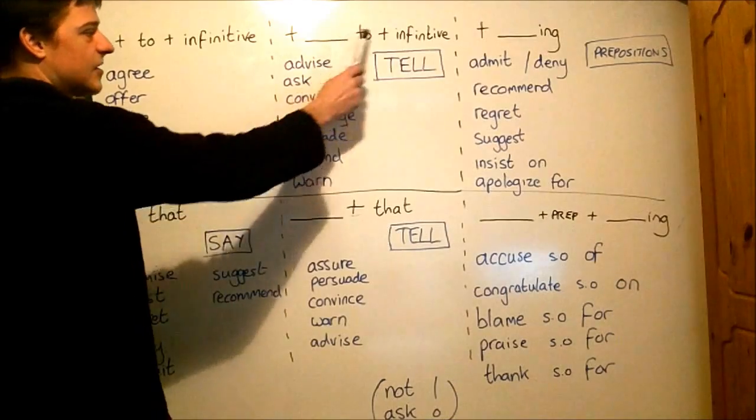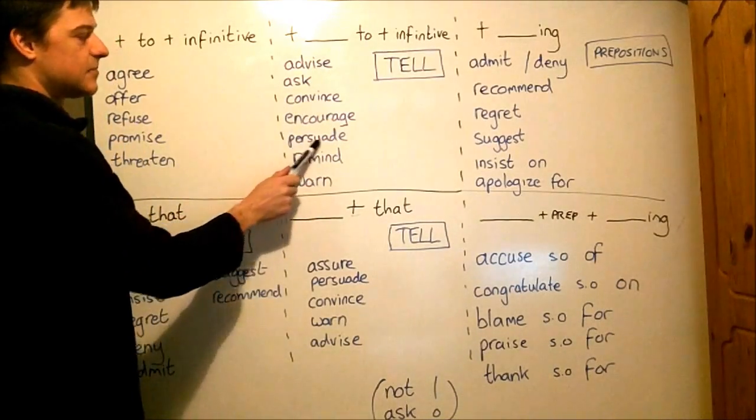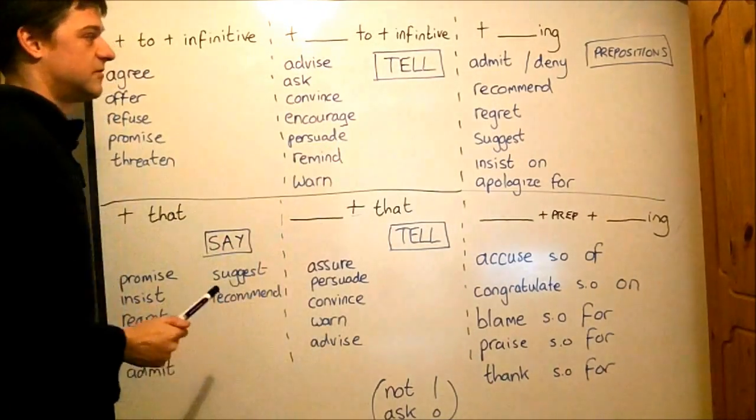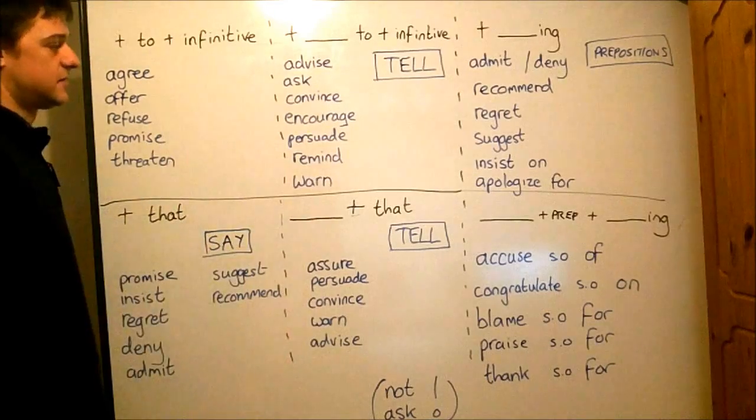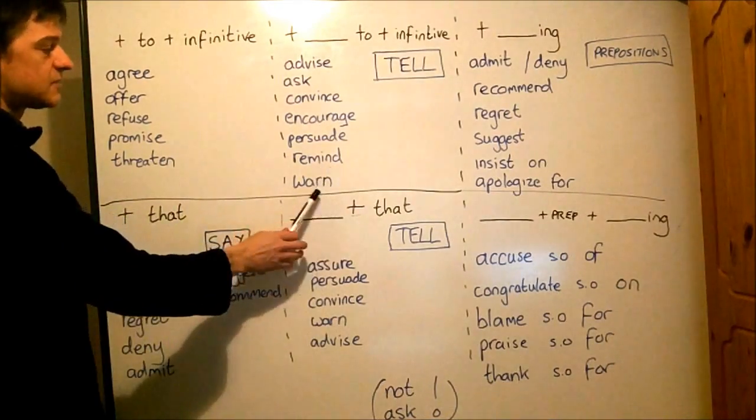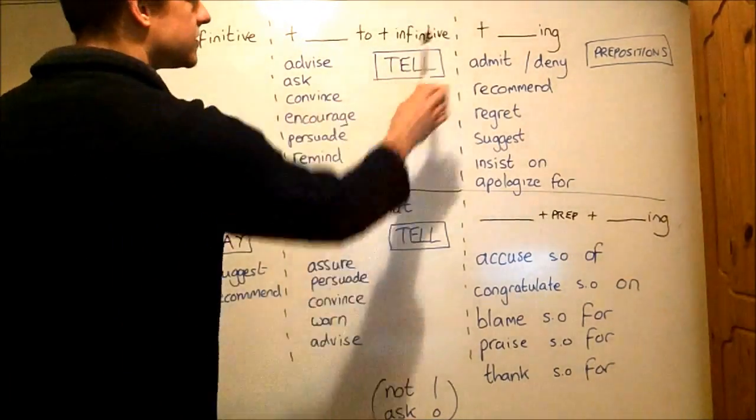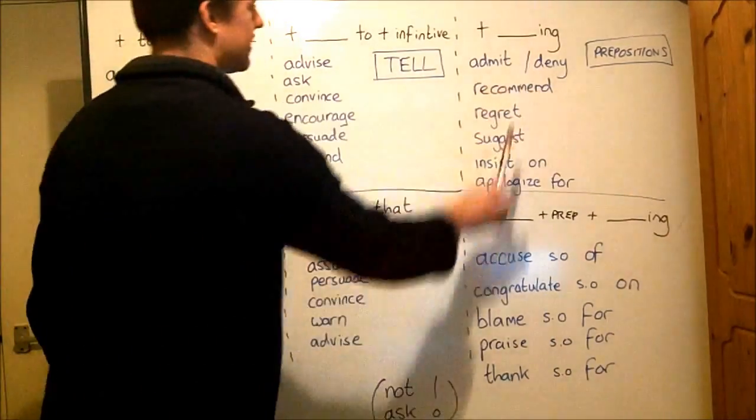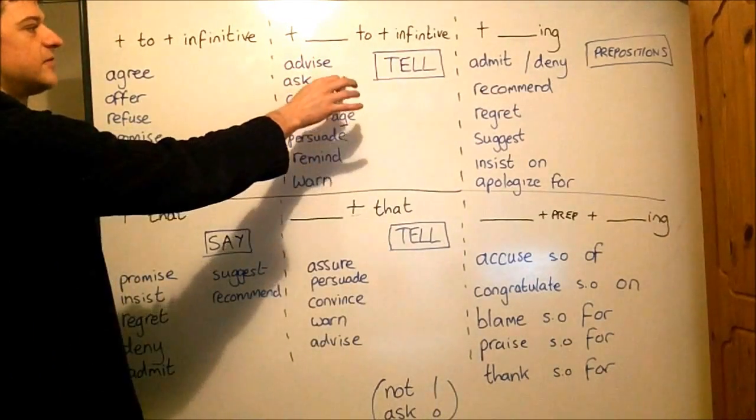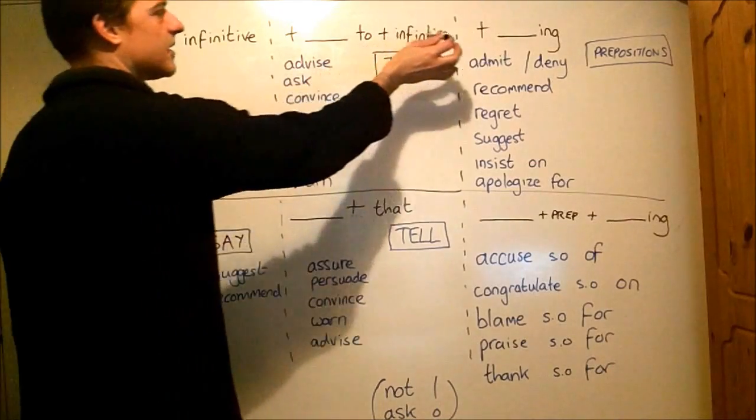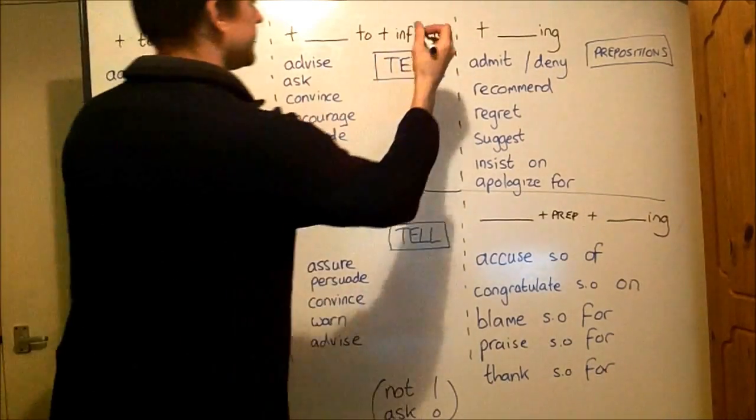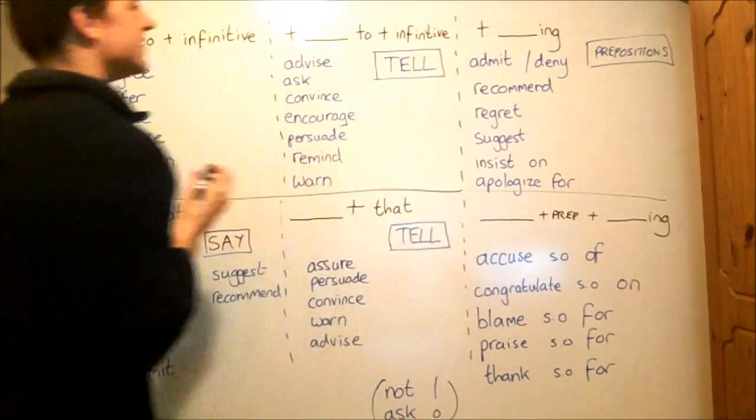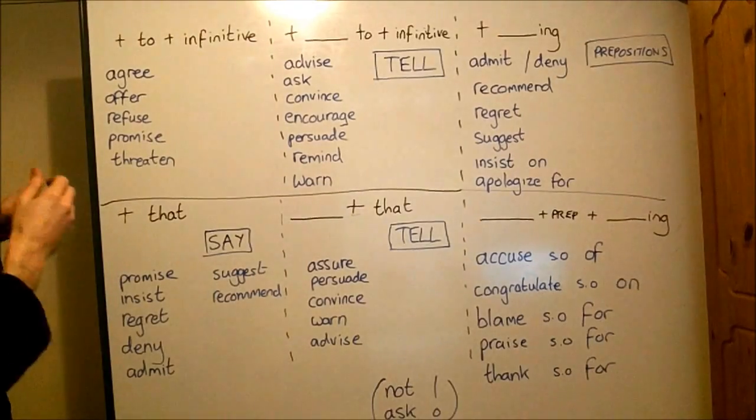You convince someone to do something. Convince is similar to persuade. Persuade someone to do something. Encourage someone to do something. Okay, remind and warn also take someone to do something. And so it's not as simple as to plus infinitive and gerund. You also have some verbs which take object and to plus infinitive. Just an I in that word, to plus infinitive. Very easy to miss letters sometimes.